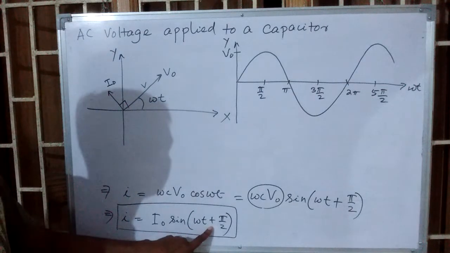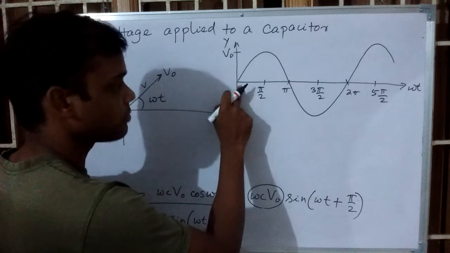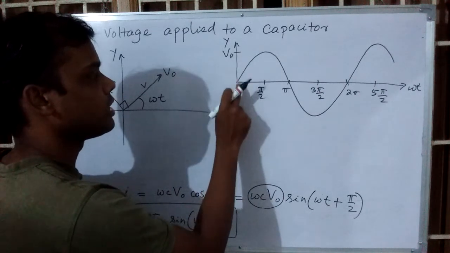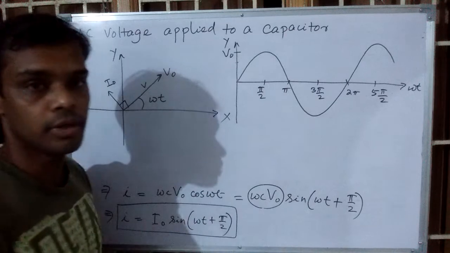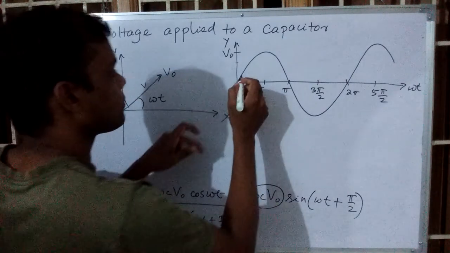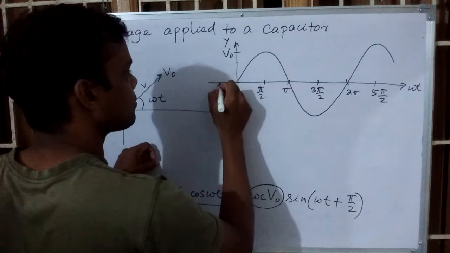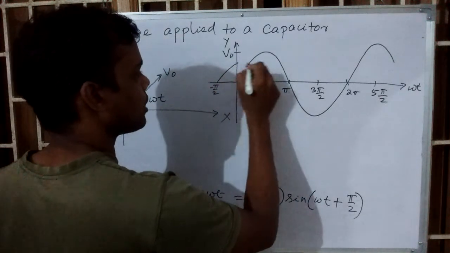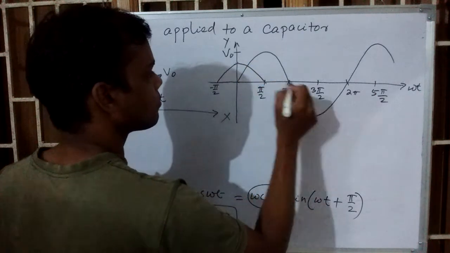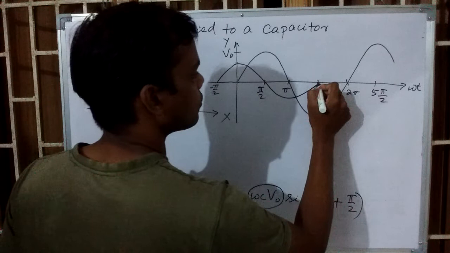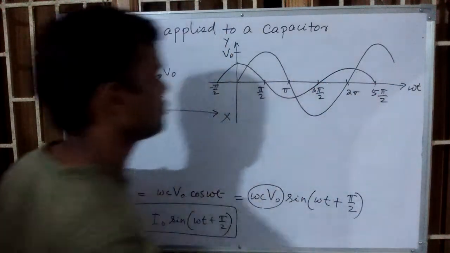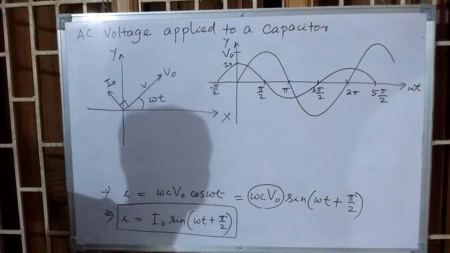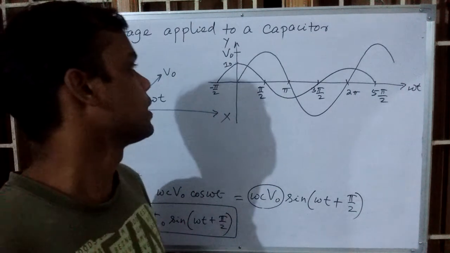Here current is ahead of voltage. That means voltage starts from here, current should start 90 degrees ahead of voltage. That means when voltage is starting here, already current is at its top point or peak point. So for your clear understanding, I will start from here. This is minus pi by 2. So if current goes like this, it will go like this, go like this. This is the current waveform, and this amplitude is I naught. This is the waveform for voltage and current.